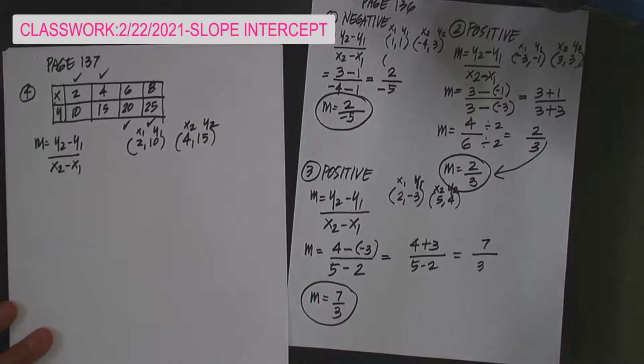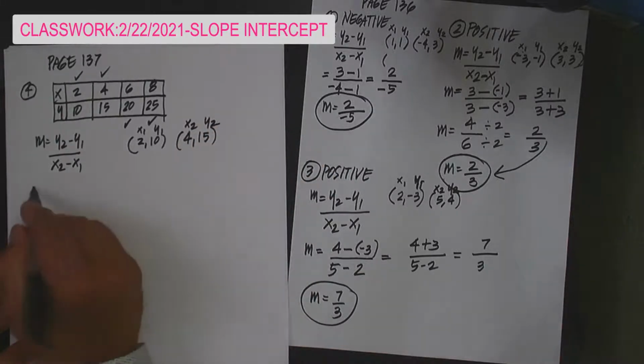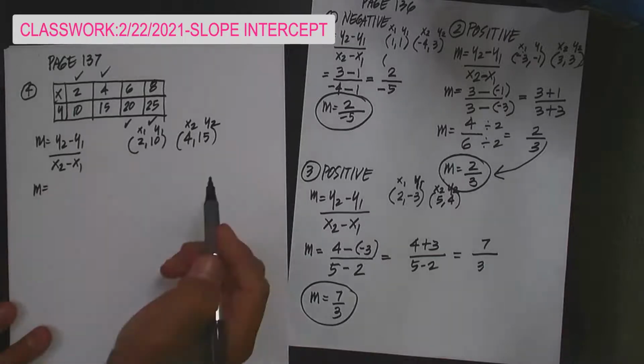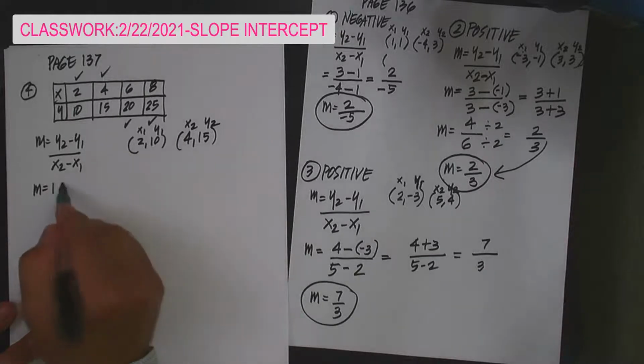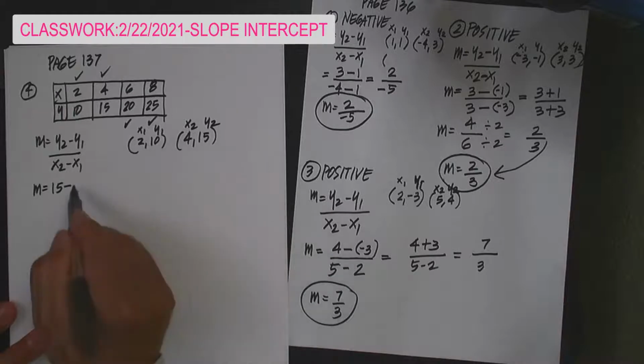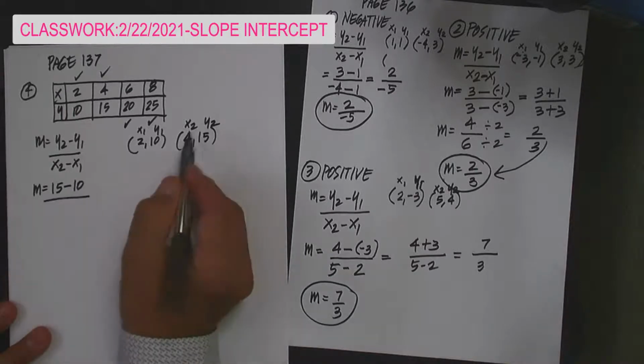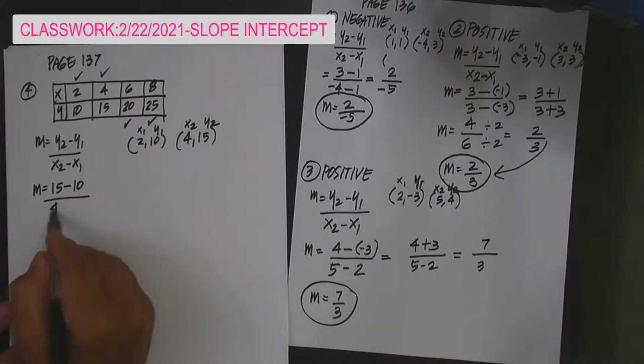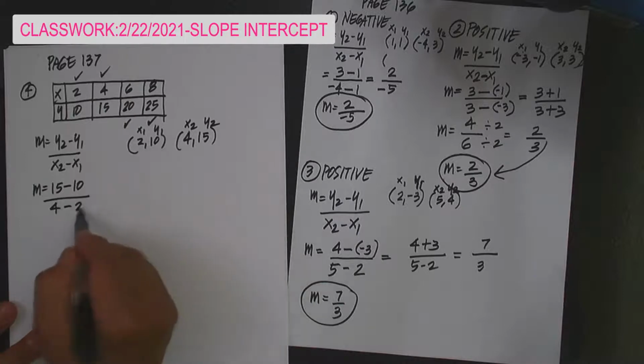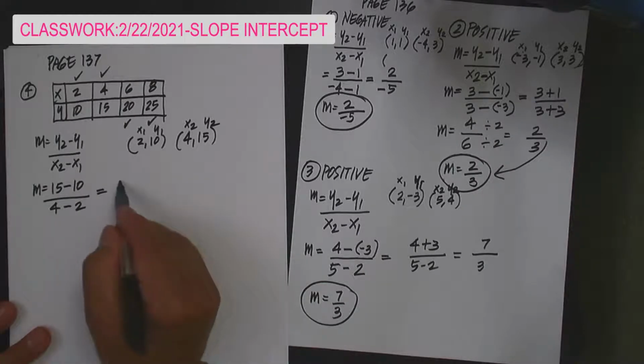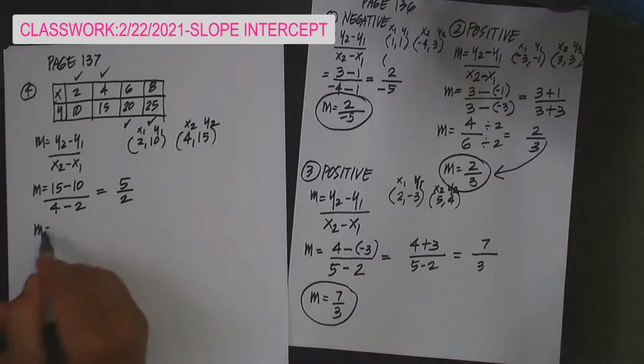You get that? Now, m equals your y2, which is 15, minus 10, and then your x2, which is 4, minus 2. So when you subtract that, you end up with 5 over 2. Therefore, my slope is equal to 5 over 2.